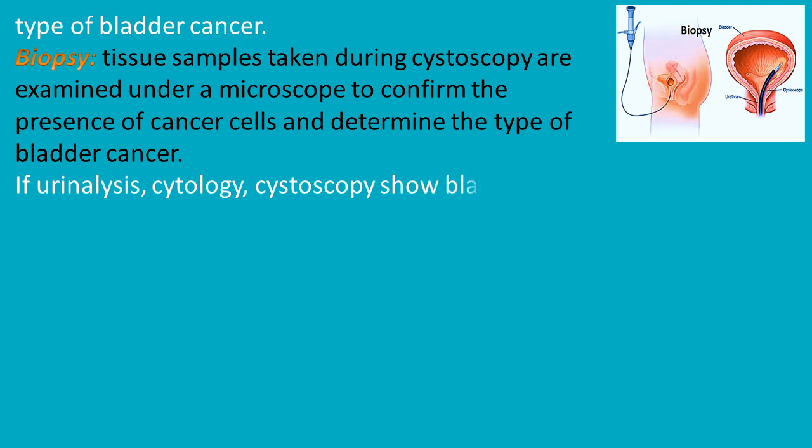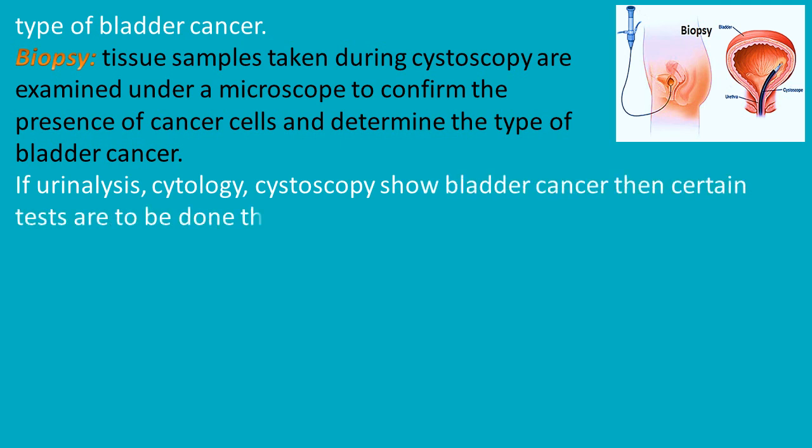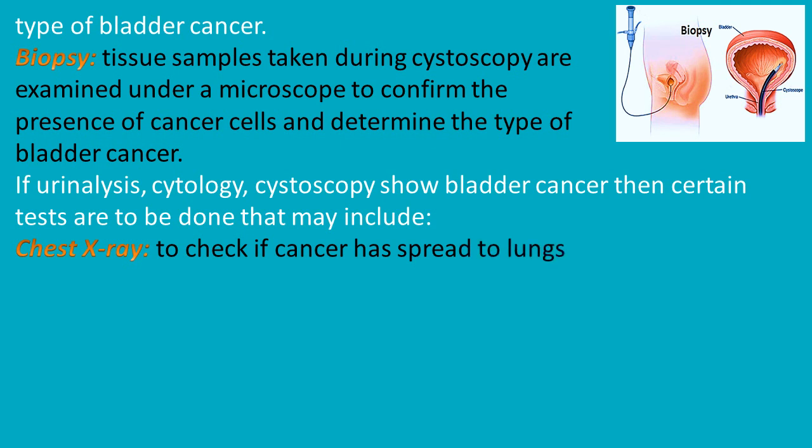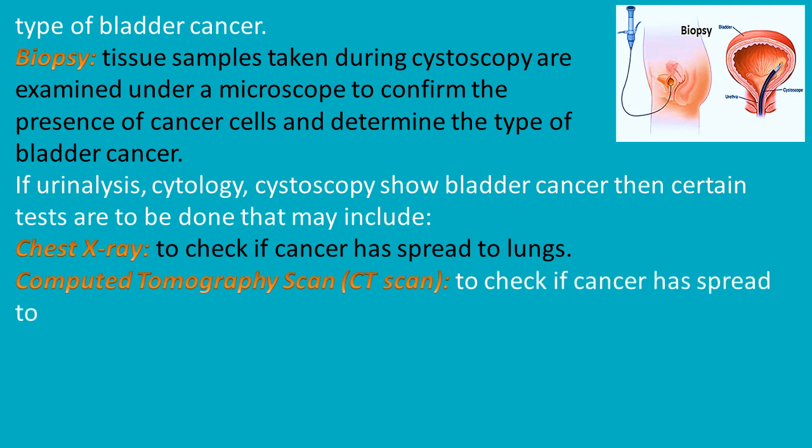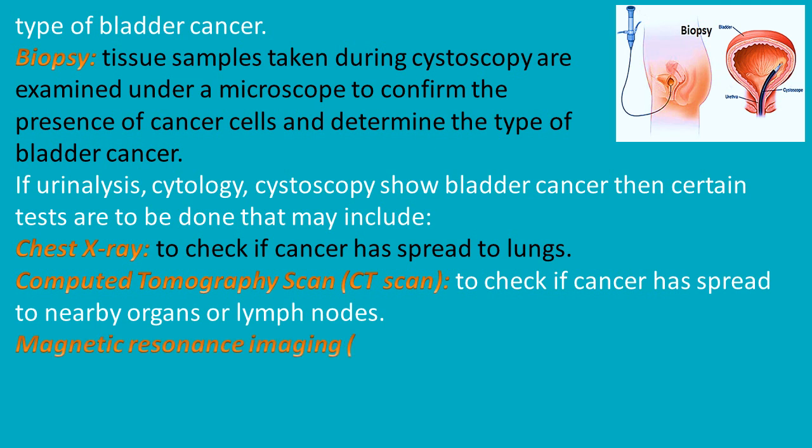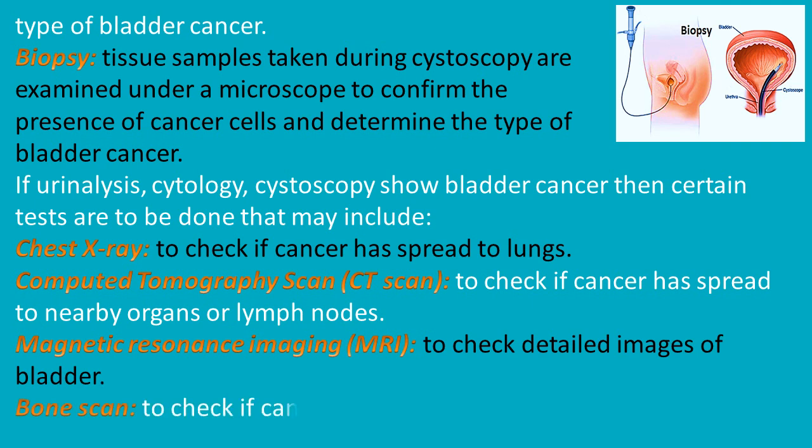If urinalysis, cytology and cystoscopy show bladder cancer, then certain tests are to be done that may include a chest X-ray to check if cancer has spread to the lungs, a computed tomography scan, CT scan, to check if cancer has spread to nearby organs or lymph nodes, magnetic resonance imaging, MRI, to check detailed images of the bladder, and a bone scan to check if cancer has spread to the bones.